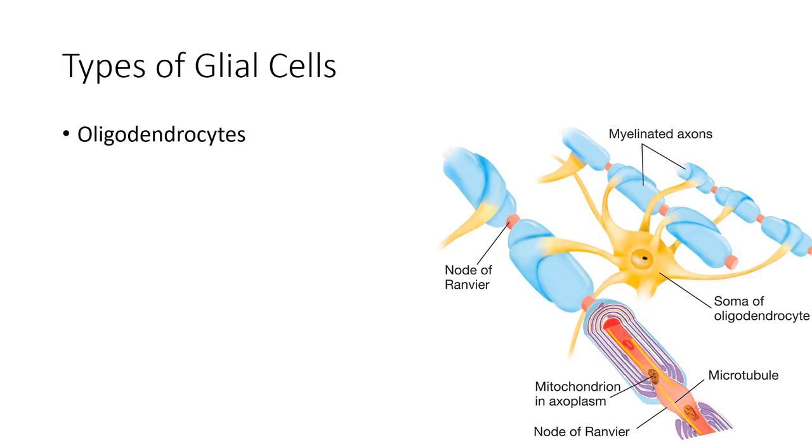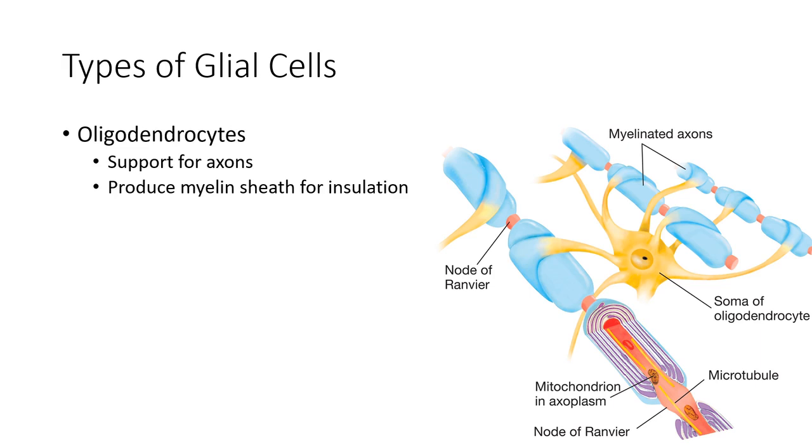The next type of glial cell in the central nervous system is a very important type of glial cell. These are called oligodendrocytes. What these guys do is really support the axons of the neuron. Specifically, they create the myelin that wraps the axons.